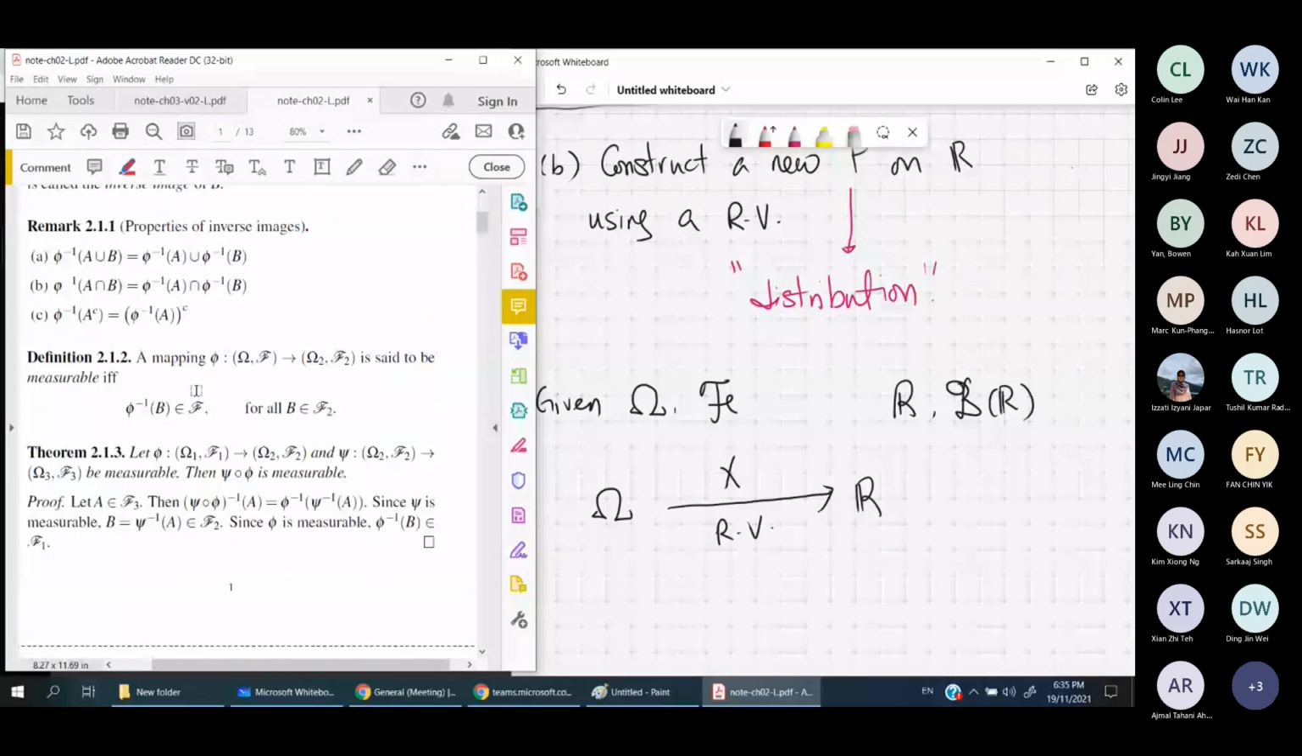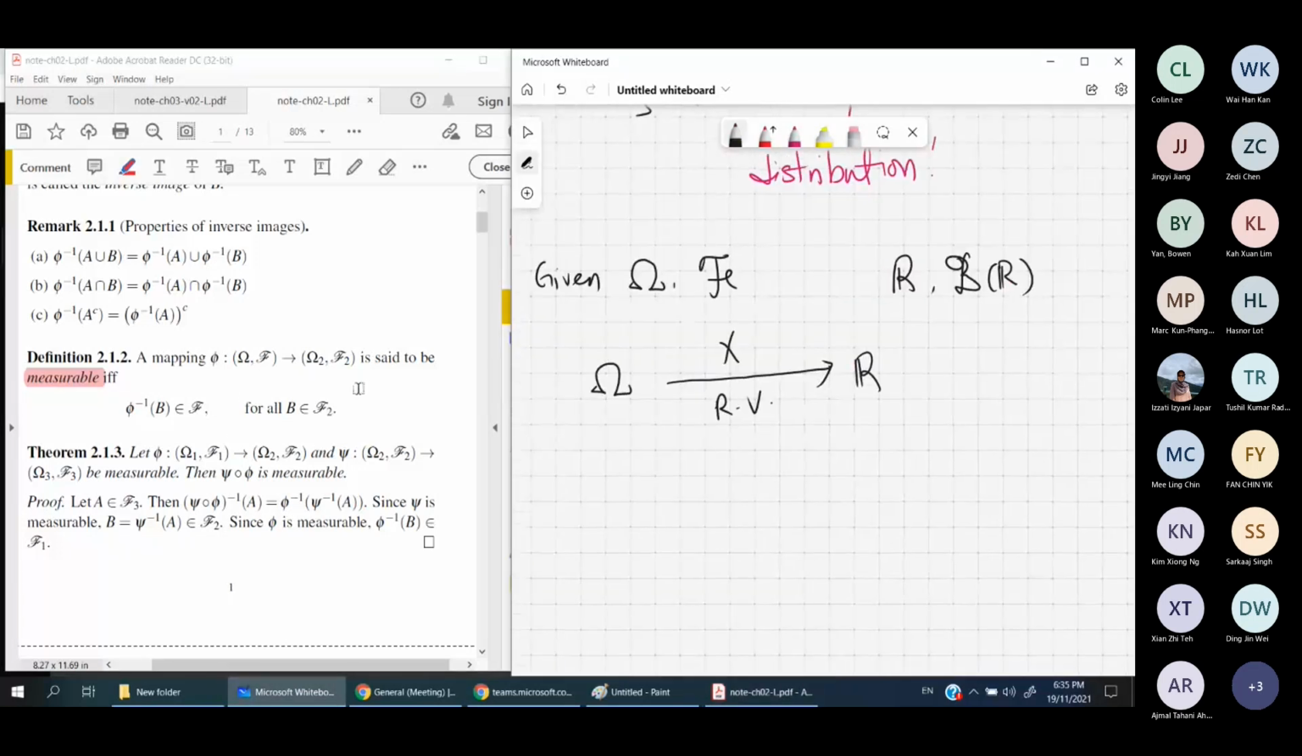What is a measurable function? A measurable function is a function which pulls an event from here back to an event in here, by using the inverse function. So from here, we have B, R, and this one, F. The inverse of it goes back to it. We take any event here and come to another event over here.